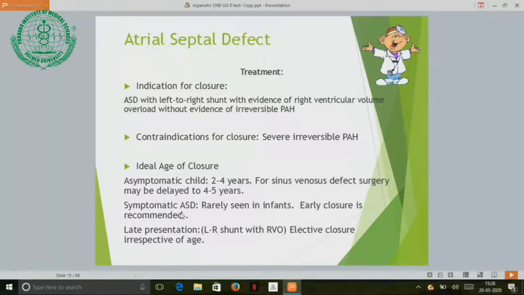If the patient is having symptoms of recurrent respiratory tract infection or easy fatigability, or there is a circulatory problem, such a symptomatic patient, which is rarely seen in infancy but maybe around 2 to 3 years of age, we can close when they develop the symptoms. If they remain undiagnosed and present late in childhood, when they are diagnosed and on echo there is evidence of right side volume overload, we have to close irrespective of the age.